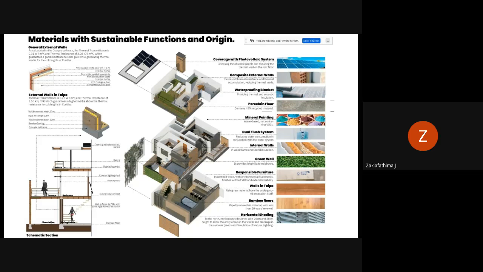This actually provides you with energy for your building. It also provides you with an investment factor, because whatever leftover energy you have from your solar, you can actually sell it back to the government and get paid for it.